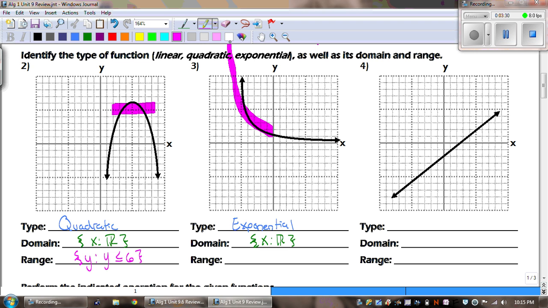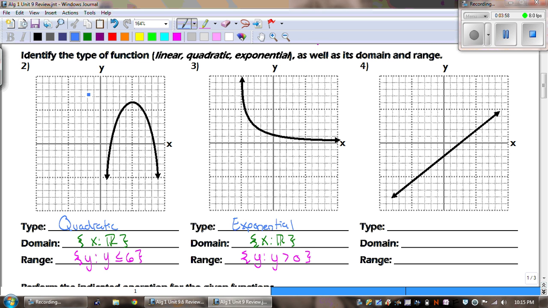What about the range? Well, it's gonna keep going up, that's for sure. But it looks like it gets close, it gets close, it gets close, but does it ever touch 0? No, it doesn't. So what that tells me is that the range, that y has to be greater than 0. It's not equal to because it never touches.